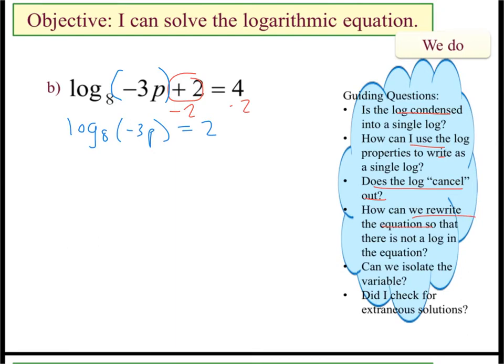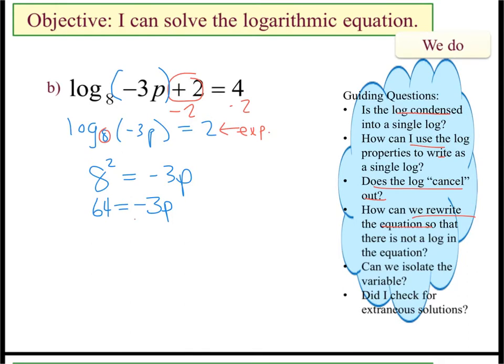Well, we know our base is 8, and doing the log on something gives us the exponent. So that tells me that 2 is our exponent. So 8 squared is going to equal negative 3p. Simplifying that, 8 squared is 64, and that's equal to negative 3p.